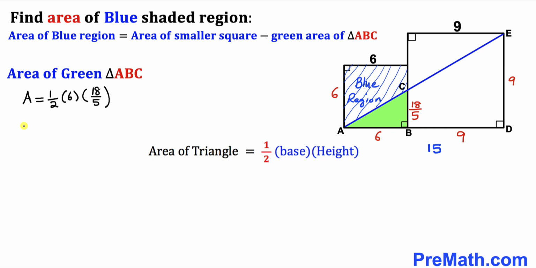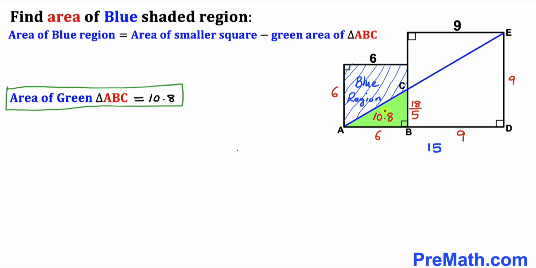If we simplify everything on the right hand side, the area of this green triangle ABC turns out to be 54 divided by 5, or in terms of decimal, 10.8. Therefore the area of this green triangle turns out to be 10.8 square units.